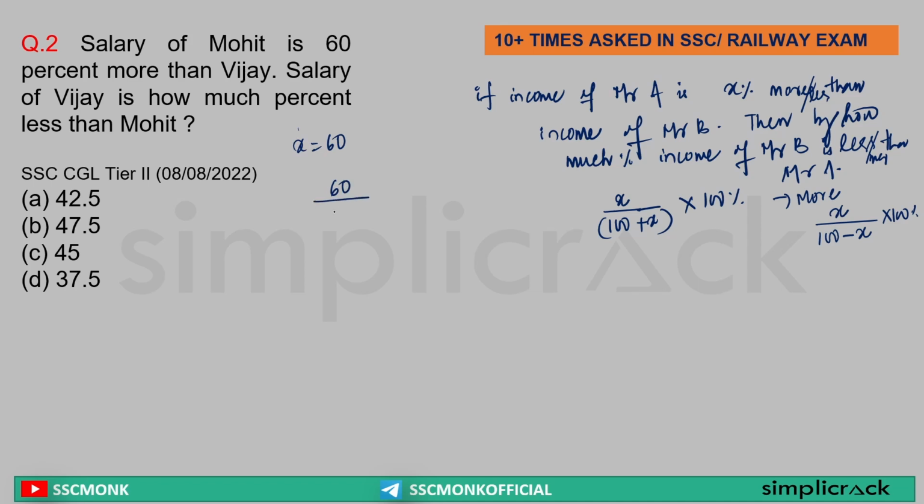So it will be 60 by 160 into 100. The zeros cross out. 2 3s are 6, 2 8s are 16. So 8 times 12.5 is equal to 100. 12.5 into 3 is equal to 37.5. Option D is the answer. Clear? Very simple question. If you remember the formula, it will be quite easy for you to answer it.